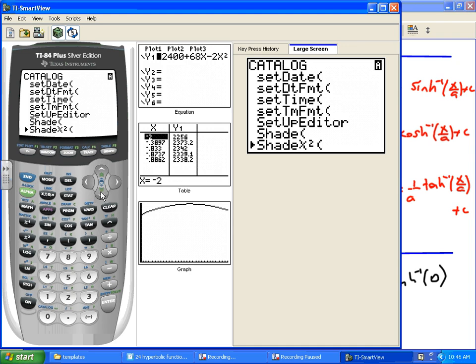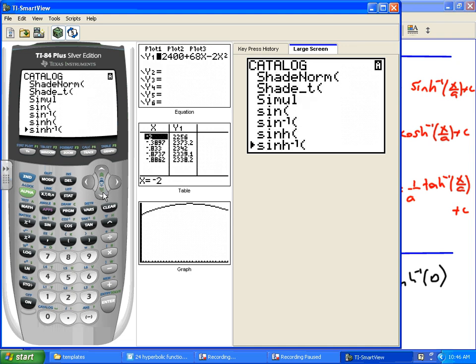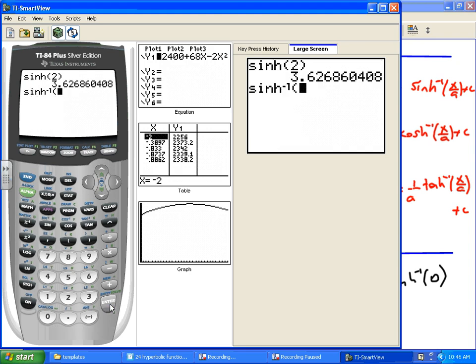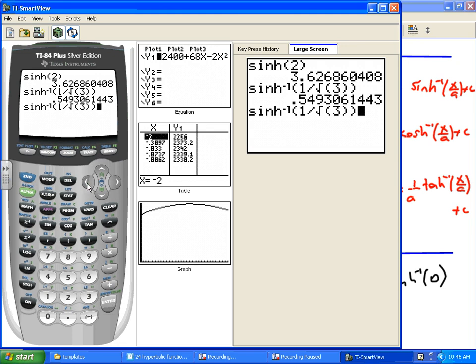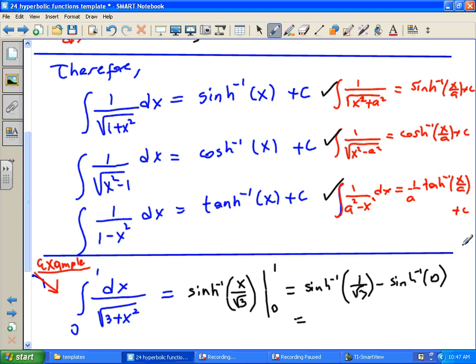Come on down and pick up sine hyperbolic inverse, not to be confused with regular sine inverse, right? And we want to evaluate 1 over radical 3. Minus, you want to evaluate it at 0. So you do again, second enter, reproduces the command. Just go back and plug in 0. So we have roughly 0.55 minus 0, which will be 0. I'm sorry, which will be 0.55.